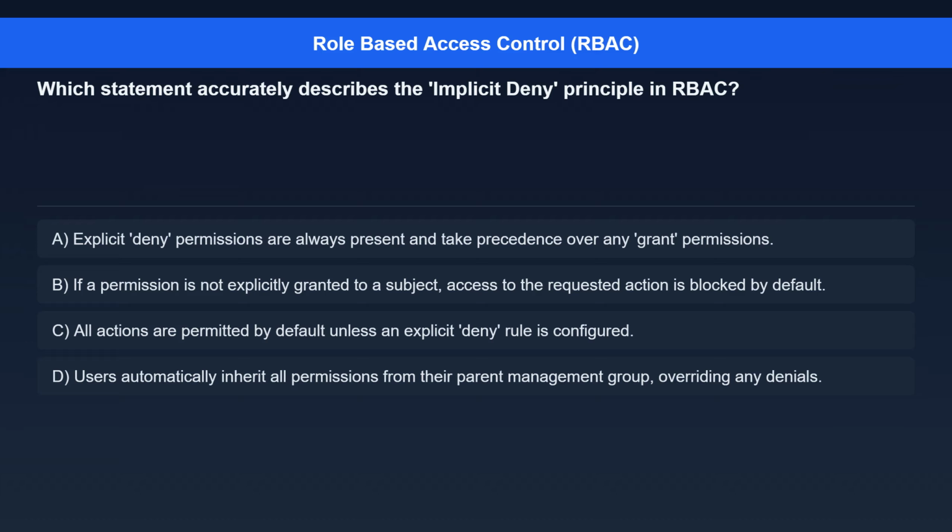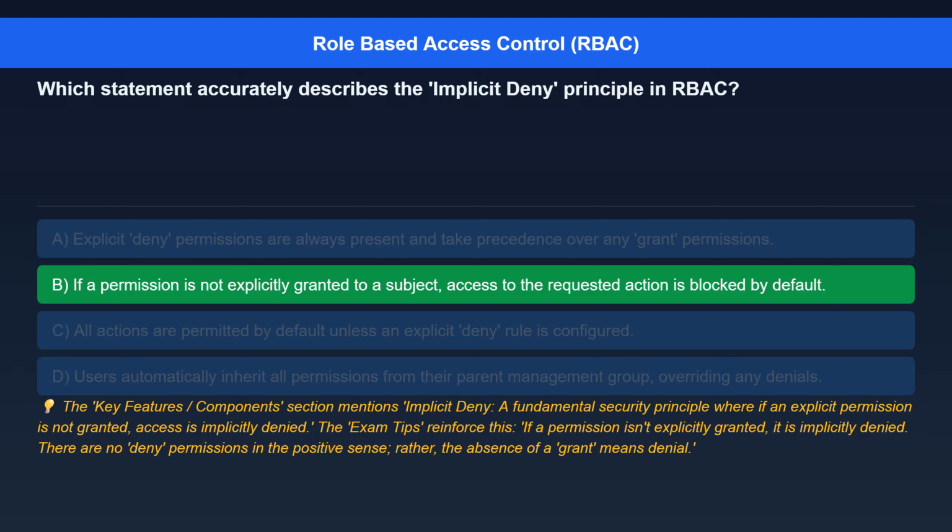Option D. Users automatically inherit all permissions from their parent management group, overriding any denials. The correct answer is, if a permission is not explicitly granted to a subject, access to the requested action is blocked by default. Here's the explanation.